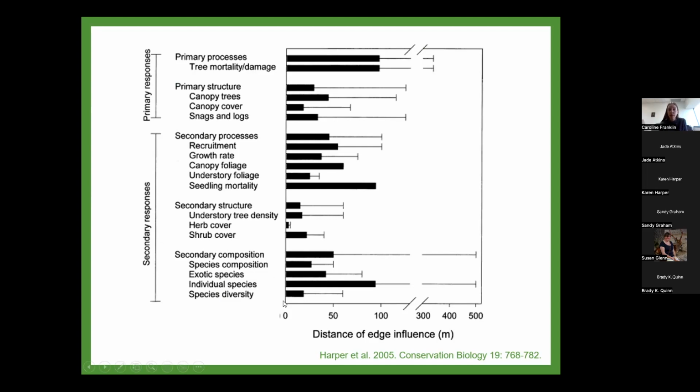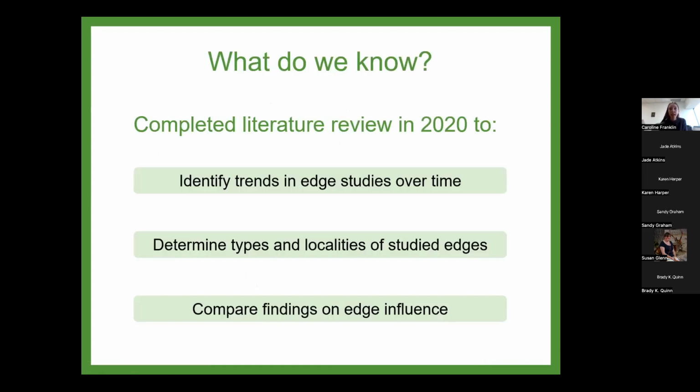On the x-axis here, we have distance of edge influence, and then there are different response variables represented on the y-axis. Those can be broken down into primary processes, primary structure, and then secondary processes, secondary structure, and secondary composition. What we wanted to do is a more comprehensive literature review that incorporated natural forest edges in addition to the anthropogenic forest edges.